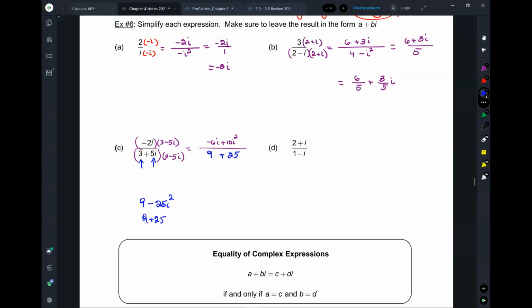No. Well, the top you can do in your head? You can, yeah. So this is going to be negative 6i minus 10. Wait, how do you know when to put a plus? If it's a plus b, a minus b, if it's a complex conjugate. So look here, you have 3 minus 5i, 3 plus 5i. Only then. But up there, we could have done the same thing.